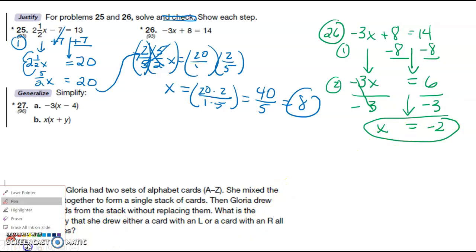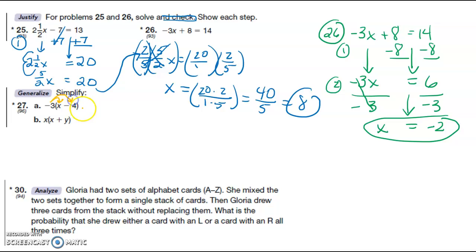Okay. Number 27. This is a distribution issue. So remember, we distribute to everything that's inside of the parentheses. So I'm going to distribute that negative 3 to both of these. And it looks like this. Negative 3 times x plus, and you can always use a plus. Just make sure that you bring your negatives with you. So negative 3 times negative 4. So then I have negative 3x plus, and this is a positive 12. And that's my answer to A.